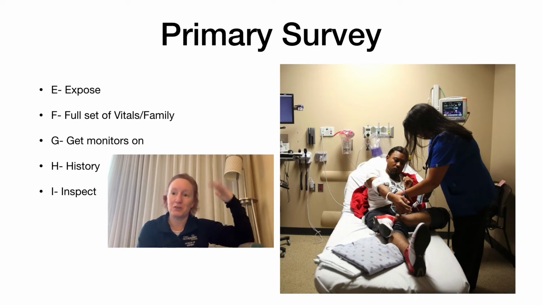We've already gone through the first part of the primary survey, A, B, C, D. So airway, breathing, circulation, and disability. We've already covered those. Now let's cover the rest. E, F, G, H, and I. So E is expose. Expose those people, friends. You want to look at them head to toe, make sure that there isn't anything missing.